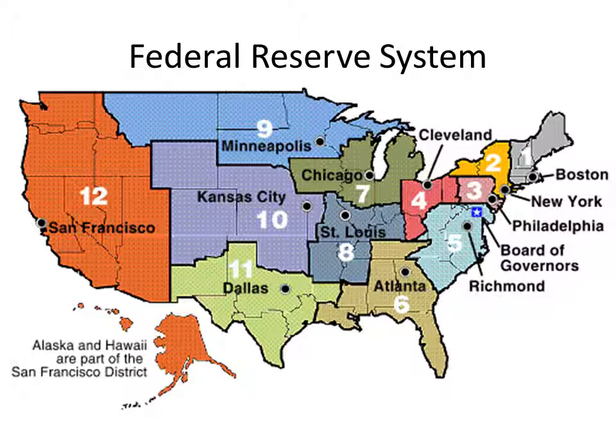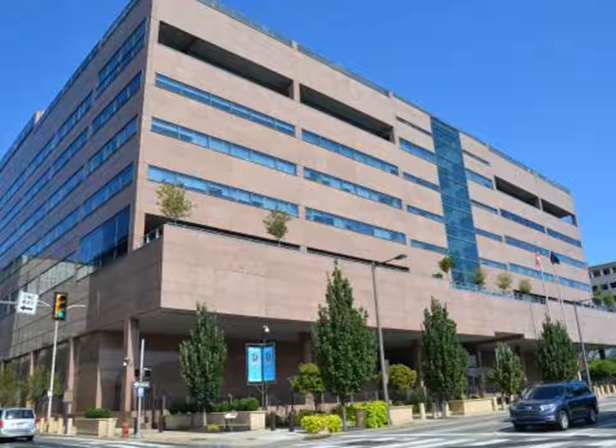So here are the regions that are under the control of each regional branch of the Federal Reserve. There is a Federal Reserve building in Philadelphia. This is at 6th Street near Arch, and you can take a tour of this Federal Reserve building.